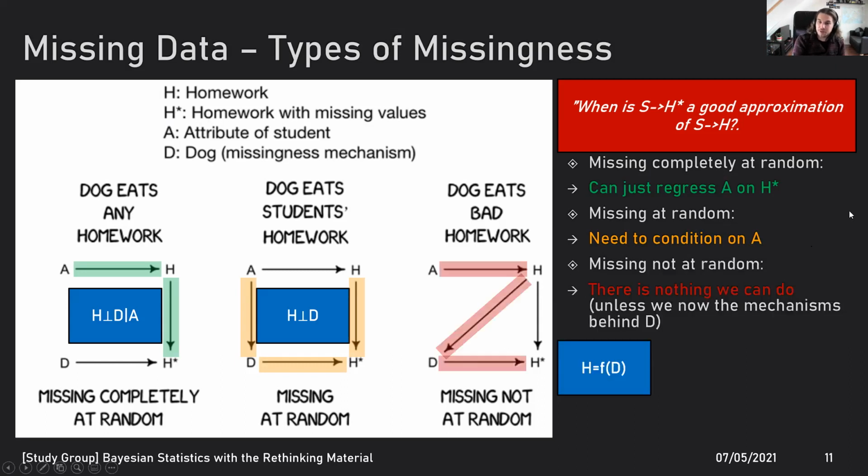Now, if we deal with missing not at random, there is nothing we can do unless we know the mechanism behind the missingness process, which in this case is D. So in this case, while for missing completely at random, we have independence of H on D, given that we already condition on A, in the second one, we have conditional independence of H on D, so we need to condition on A. Sorry, I'm getting confused now myself, so if anyone wants to weigh in, please do. This all made sense to me when I wrote this up, but now I'm slightly getting lost again.